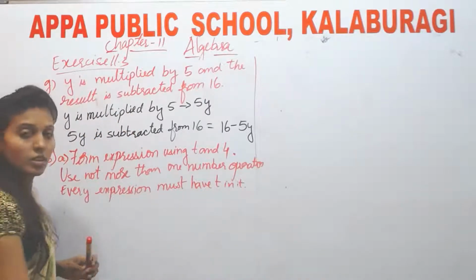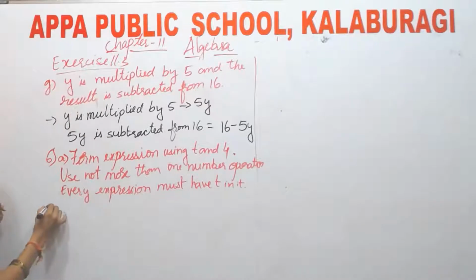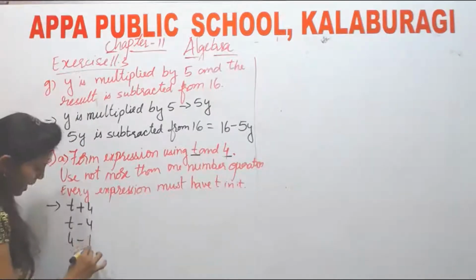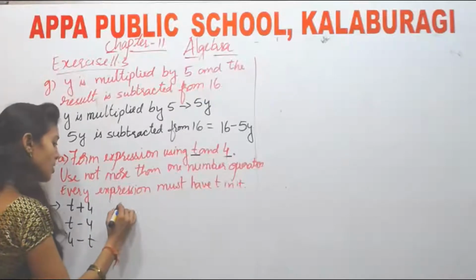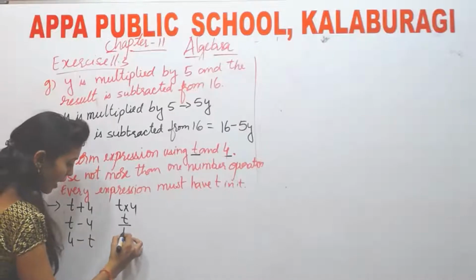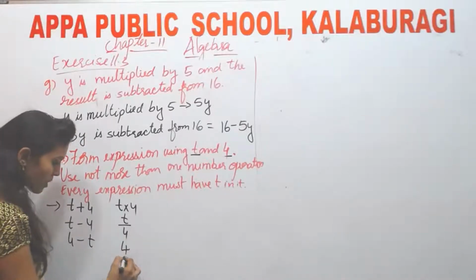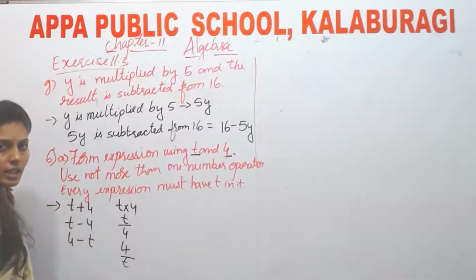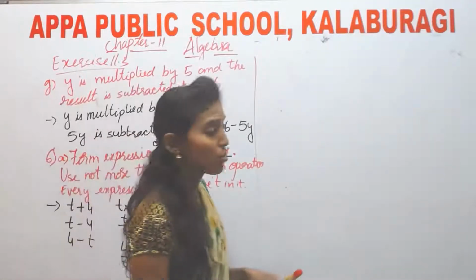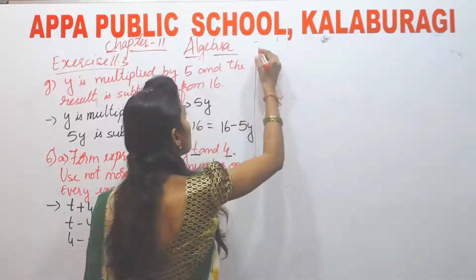Okay. So, use T and 4. 4 minus T, T multiplied by 4, T divided by 4, 4 is divided by T. Right? Like this. As many as you can. Okay. Then B1.